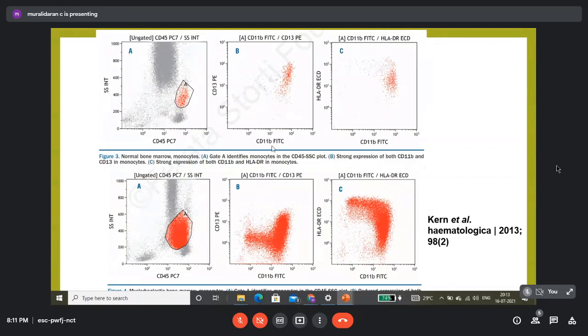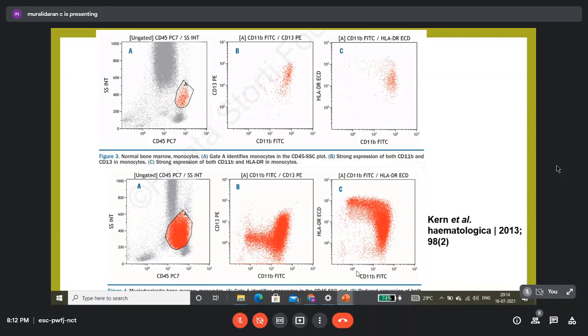In the second picture we can see a comparison of CD11B and CD13, where normally we can see a lesser number of cells expressing both CD13 and CD11B. But in a case of MDS, we see a classical so-called Nike pattern, a tick type of pattern. Why? Because CD11B has a heterogeneous pattern, and CD13 also has a heterogeneous pattern, leading to the so-called Nike pattern. So this is the normal pattern, and this is an abnormal pattern.